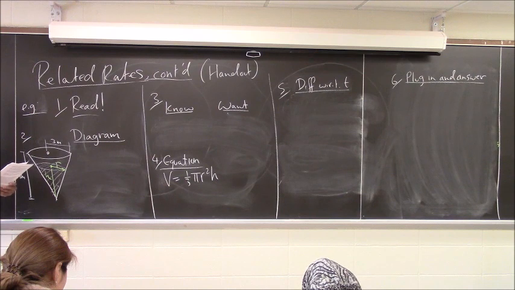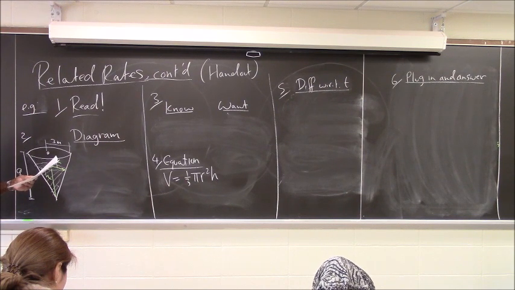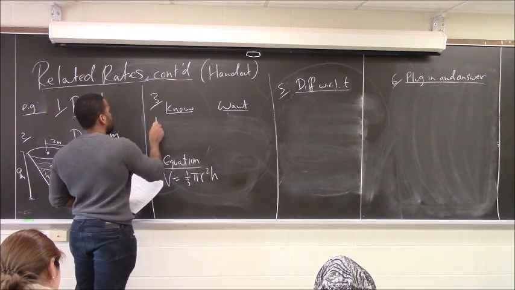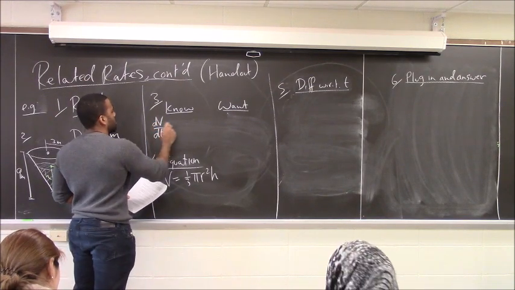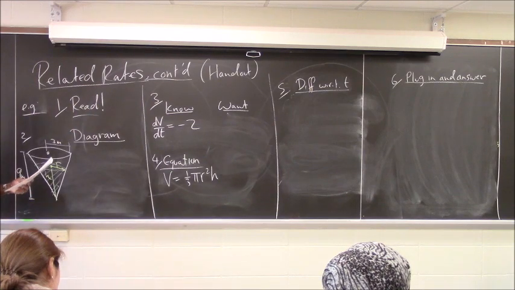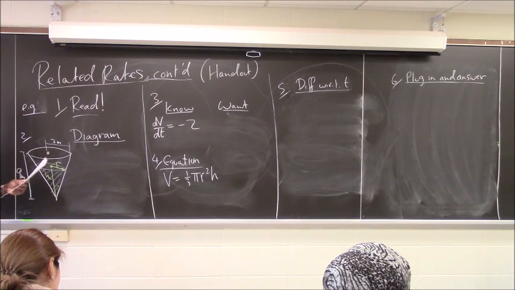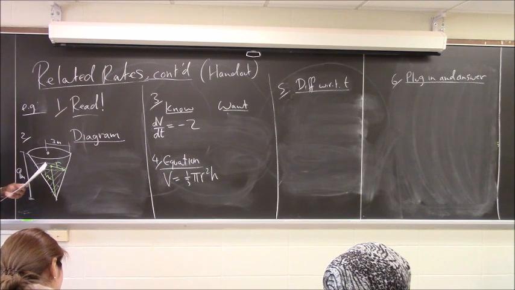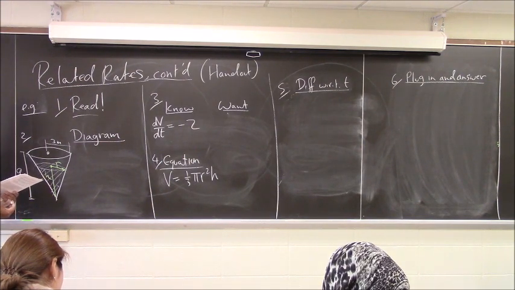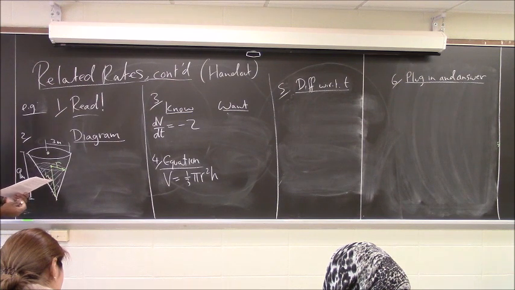Yeah? dV/dt is -2. How do you know that's dV/dt? Because the water is the volume that they're asking for. Yeah. So for a small second, my earlier class mistakenly thought dh/dt was -2.